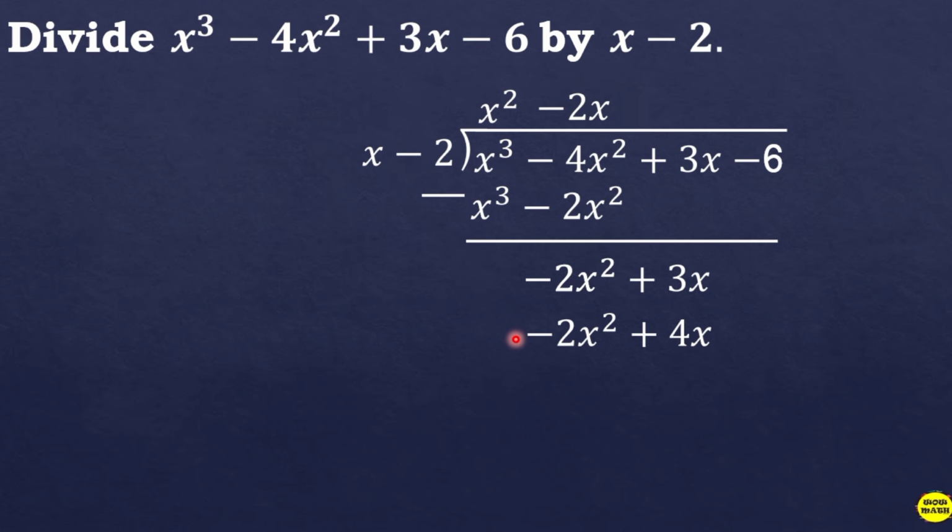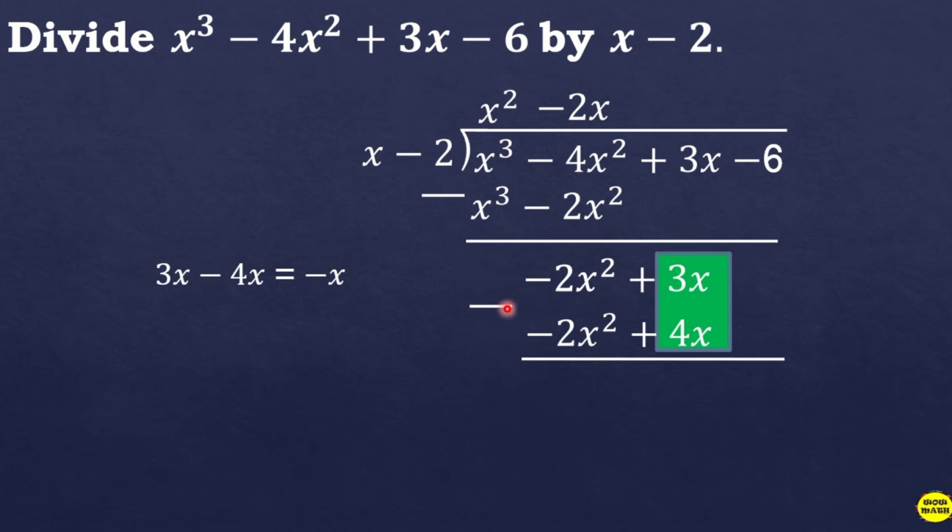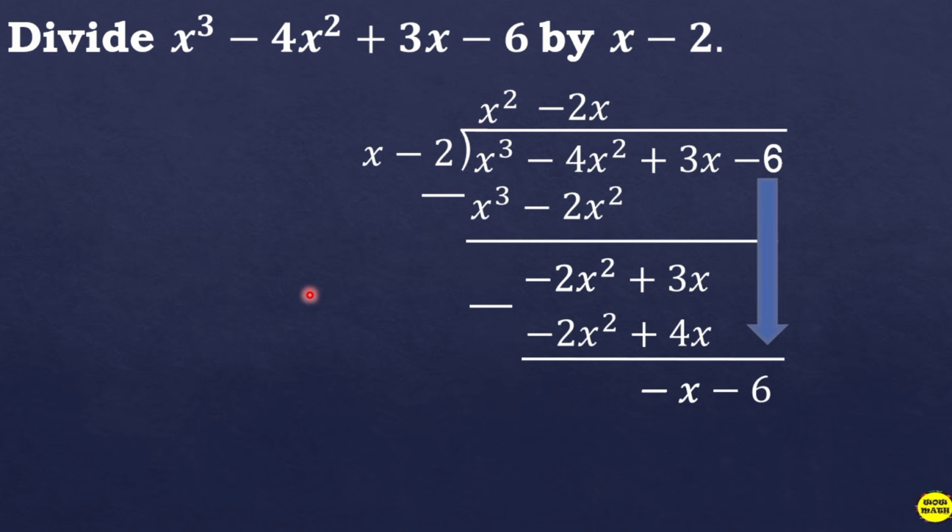So, minus natin. So, this is negative 2x squared minus negative 2x squared. So, magiging plus yan. So, makakancel na po ito. Ima-minus natin siya. And then, ito, so we have 3x minus 4x. So, this is negative x. Okay, so lagay natin si negative x.